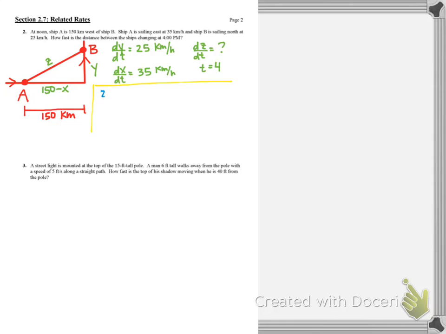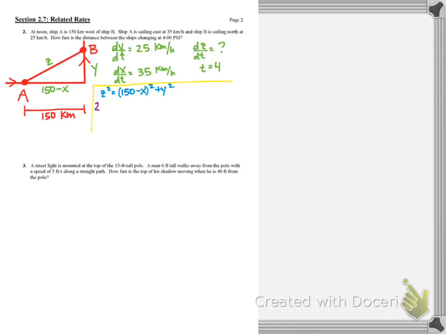Now then, I will write an equation. I need an equation that relates x, y, and z. I notice that this is a right triangle, so I will use the Pythagorean theorem to make my equation. z squared equals (150 - x) squared plus y squared.